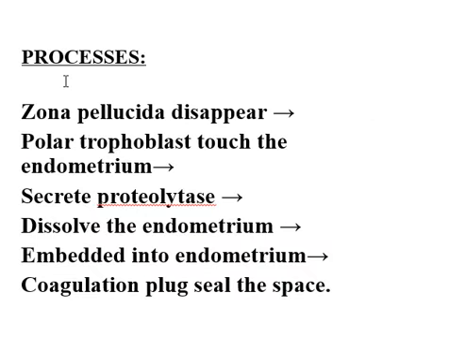So these are the different processes through which the implantation is completed. One, the zona pellucida must disappear. Then the polar trophoblasts touch the endometrium. They secrete proteolytic enzymes, so they dissolve the endometrium, then embed into the endometrium, and then in the last, a coagulation plug seals the surface.